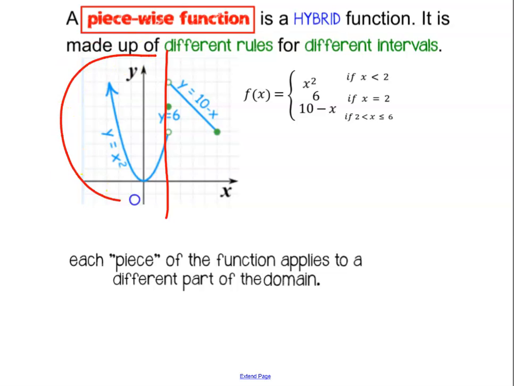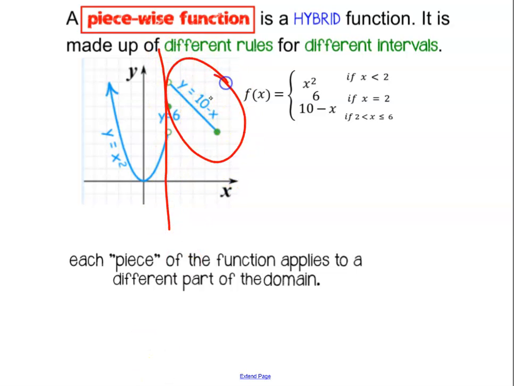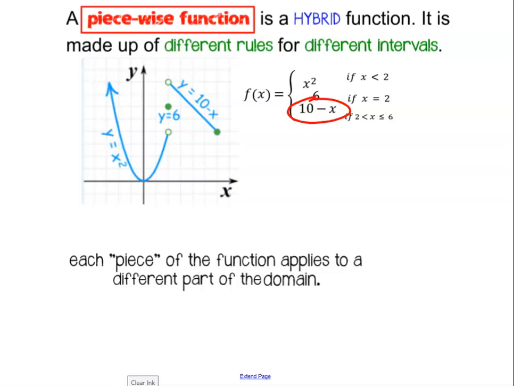It looks like this section of the graph is a quadratic. But if I look from x equals 2 and higher, which is this direction, it looks like this section of the graph is linear. And it looks like when x is equal to 2, I've got a lot of different things going on, right? So those are separate pieces of different functions. And the three functions that we're graphing here are x squared, 6, and 10 minus x.